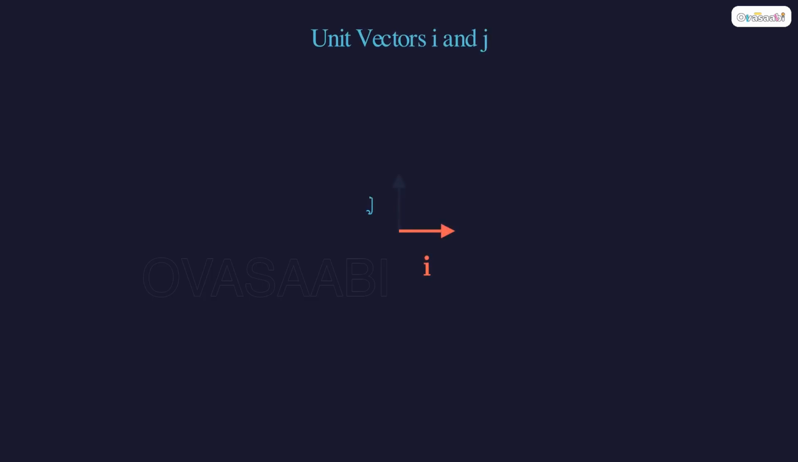Unit vectors are arrows of length 1. i points 1 unit right along the x-axis. j points 1 unit up along the y-axis.